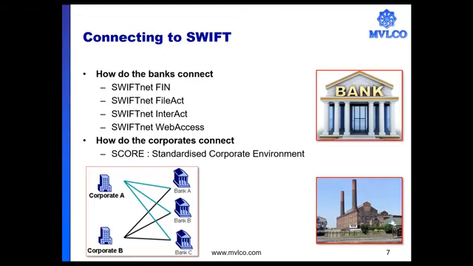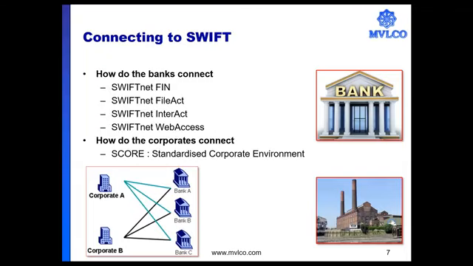SCORE in the current form was introduced in January 2007. Using SCORE, a corporate can communicate with any bank having SWIFT connectivity. However, when a corporate communicates, it cannot communicate with another corporate using the SCORE mechanism. It can communicate only with the bank. To summarize, if a corporate is using SCORE, the recipient must always be a bank.